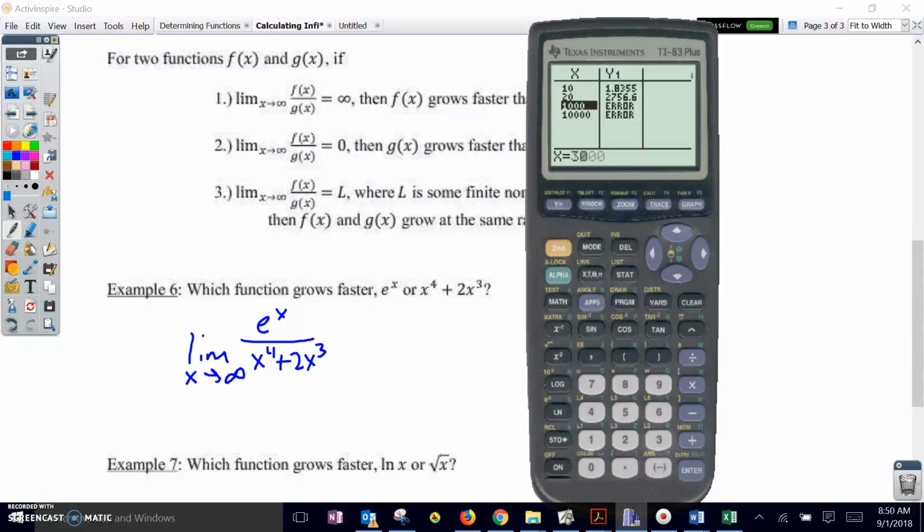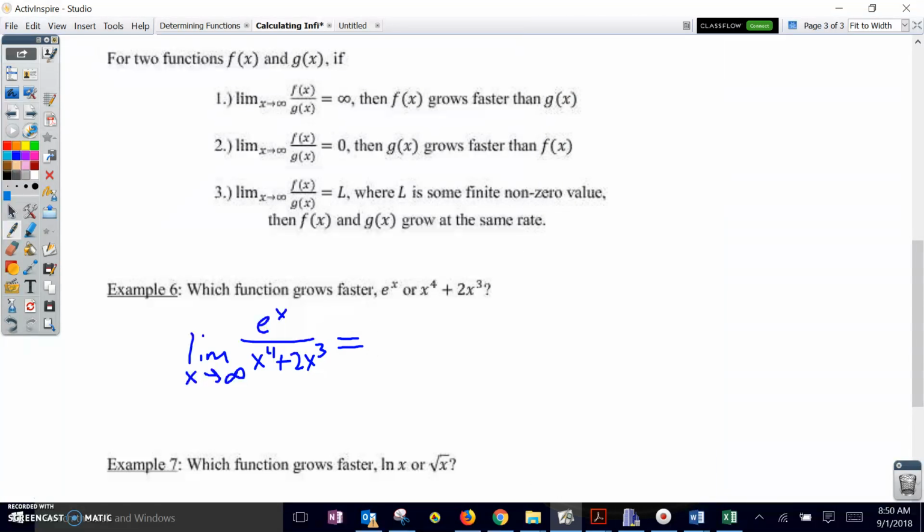We can get a better idea if we slow down our growth in our table here. Even then, it skyrockets pretty fast. So this value is getting to be an extraordinarily large number. So that's growing to infinity. And the conclusion that we draw from that is that the function in the numerator grows faster. And so when we ask which grows faster, it's going to be e to the x in this example.